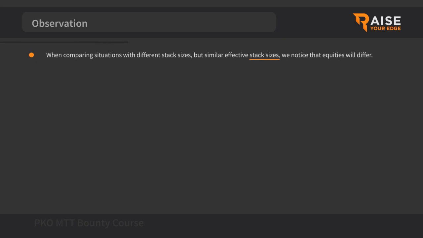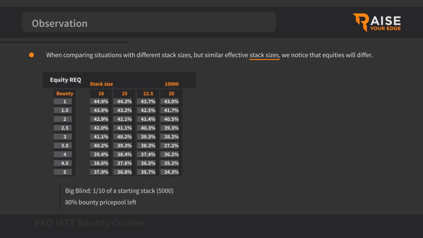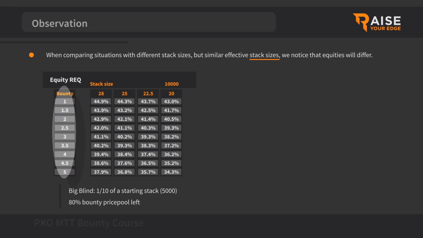So the first observation: when we are comparing situations with different stack sizes but similar effective stack sizes, we will notice that the equities which we need to call off an all-in will differ. So I give you two examples. In this table, you see the bounty size in starting bounties on the left side. So this is essentially the bounty which you can win. In a $100 PKO, 1 would be $25, 1.5 would be $37.5, 2 would be $50, and so on.